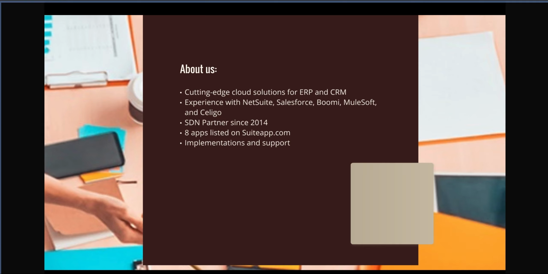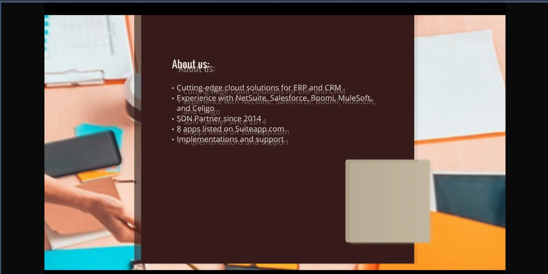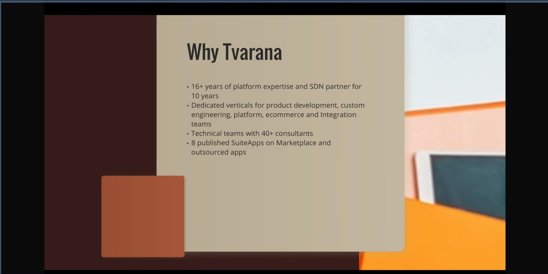Now, backed by years of industry expertise, Tvarna doesn't just stop at being a NetSuite solution provider. We are your trusted partner in delivering complete cloud solutions, right from purchasing NetSuite licenses to seamless implementation and continuous support. Well beyond the go live phase, Tvarna is your key to unlock success in the cloud. We have 16 plus years of platform expertise and been an SDN partner for close to 10 years now.